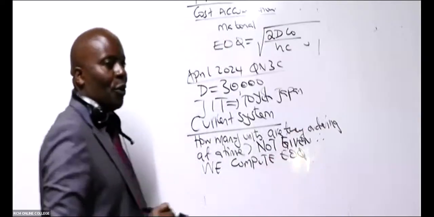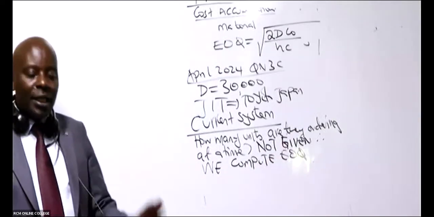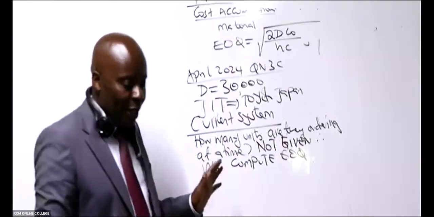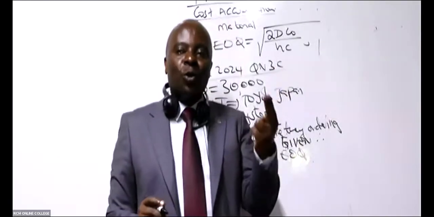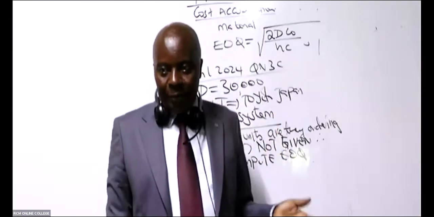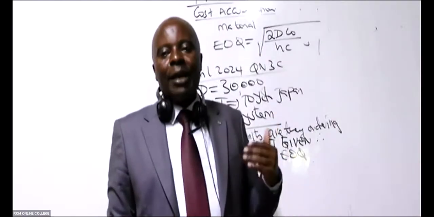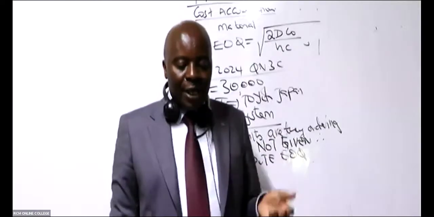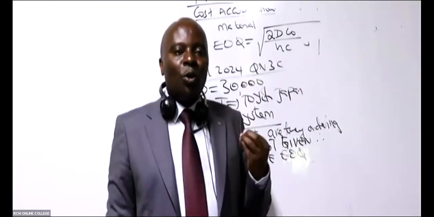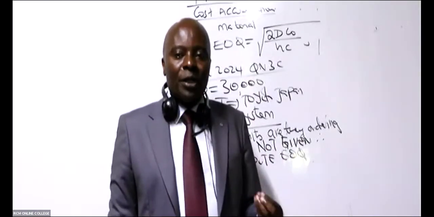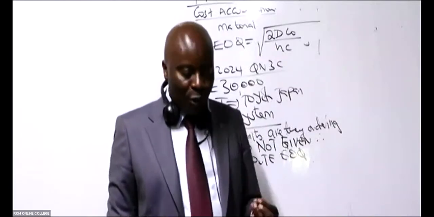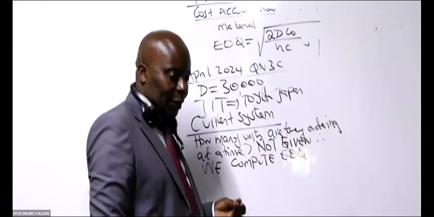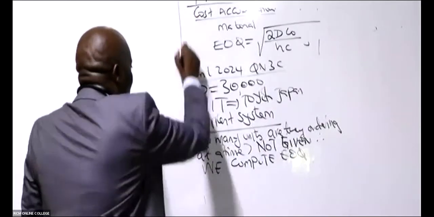Under this current system, nowhere have they told us that, for example, every time they are ordering 2,000 or 3,000. So in the absence of a quantity being given, being prudent, we would always want to minimize our cost, and therefore we shall order the EOQ. So let's compute this EOQ, all of us.